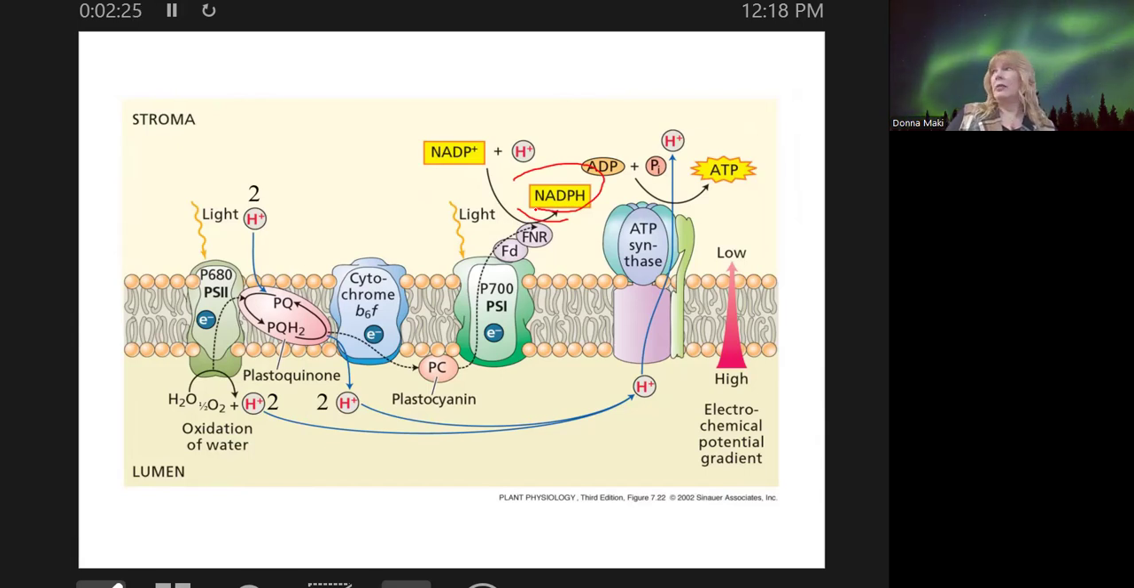You can see it's complicated. There's a lot of players in the game. I always think of it as like a hot potato game where they're passing the electrons from player to player until finally NADP plus gets it and is very happy because that's the goal, to get your NADPH made. So these photosystems, photosystem 1 and photosystem 2, are both getting hit with light energy, as you can see on that diagram. And hopefully they're getting hit with pretty much the same amount of energy so that everything's going along really smoothly in terms of the electron flow from water to NADP plus.